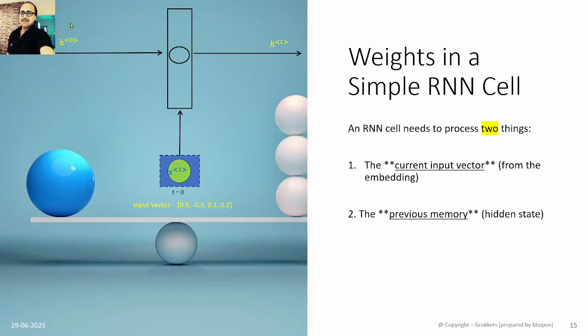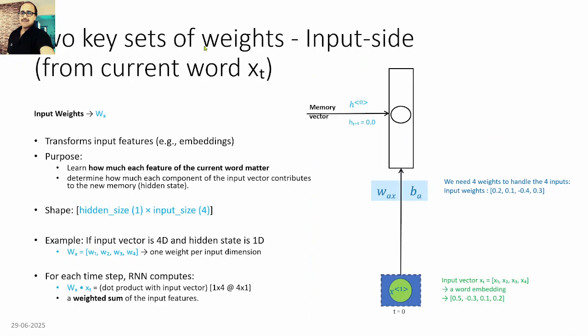One is the current input, the other is the previous input, or the summarized value of the previous activations. These two things will require specific weights for the input and also for the hidden state, or the activations from the previous step. So two sets of weights are required. One is for the input side, that means the current input token vector. One is called the weight, the other is called the bias, and both of these are used to transform the input features, namely the embeddings.